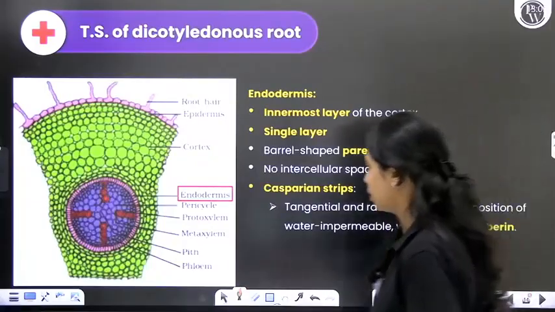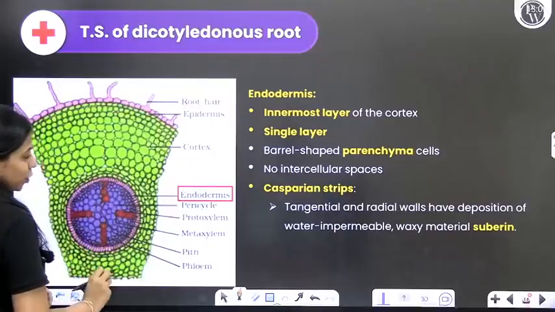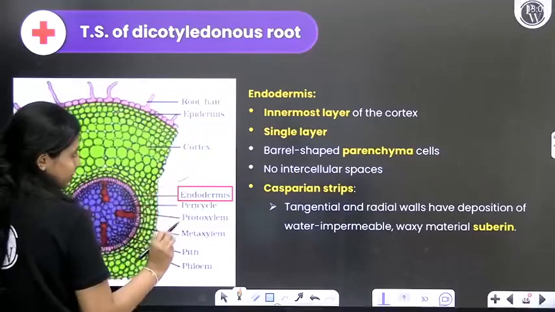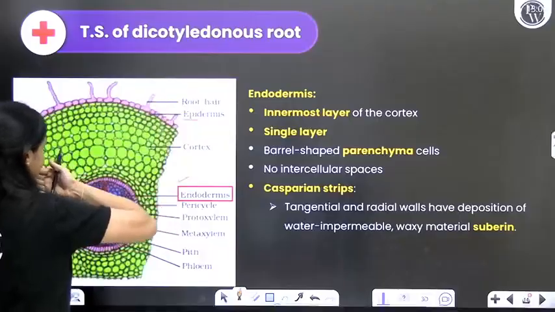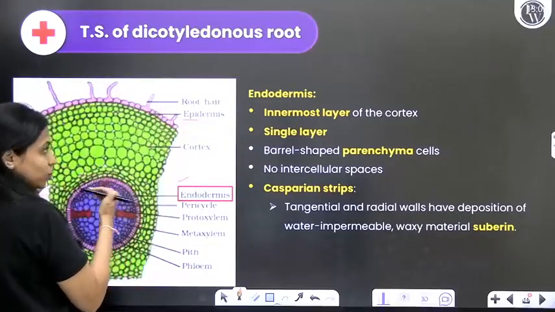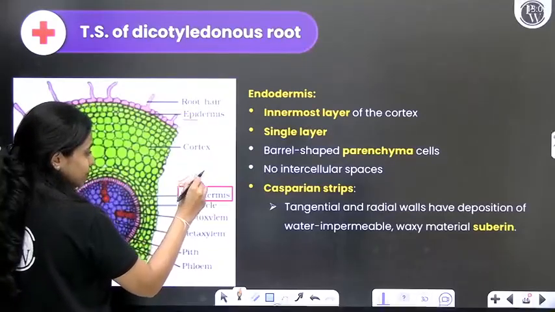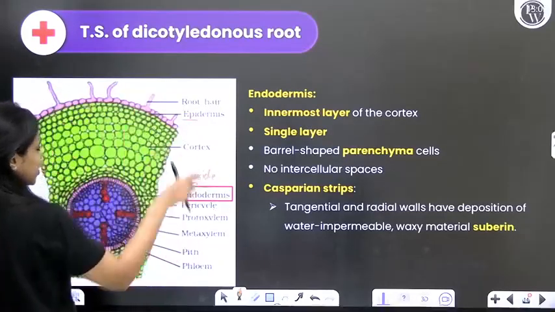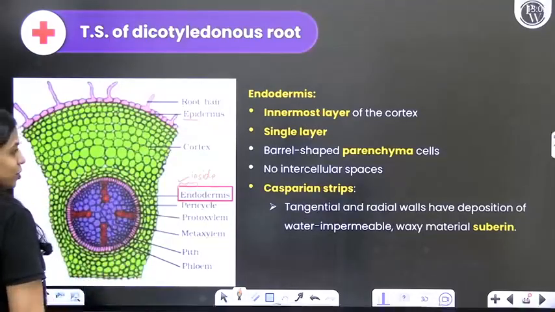Cool. So, the innermost layer of the cortex is called the endodermis. Epi is above, outer, epidermis, and inside, the innermost layer of the cortex, that is called endodermis. Endo means inside. Similar to how epidermis is a continuous layer on the outside, within the root, you will have a continuous layer on the inside which is called the endodermis.